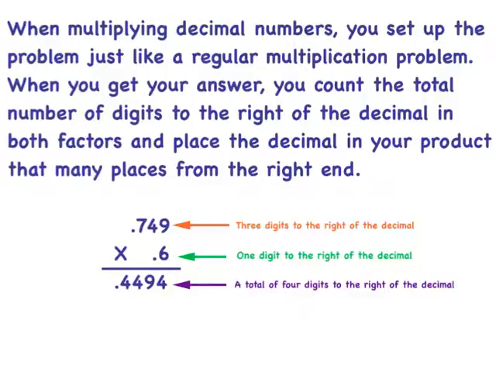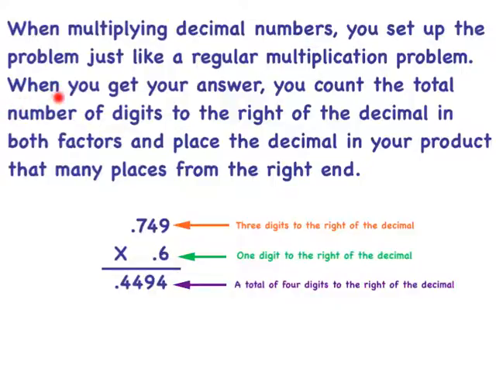When you're multiplying decimal numbers, you're going to set up the problem just like you would a regular multiplication problem, and you're going to work it just like you would a regular multiplication problem. For example, looking at the problem at the bottom, at first I'm going to absolutely ignore those decimal points, and I'm just going to pretend like this is 749 times 6. I'm going to work it just like I would any other problem, and I would end up with 4494.